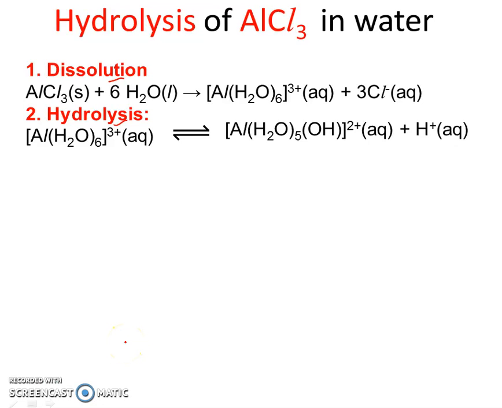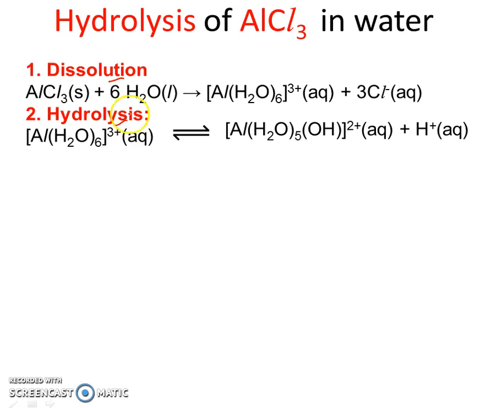Let us recap in this video how aluminum chloride reacts with water. This is nothing new, so this is just a recap. You learned this in JC1 last year, in chemical bonding, at the very last part. The reaction of aluminum chloride and water can be understood as consisting of two stages.